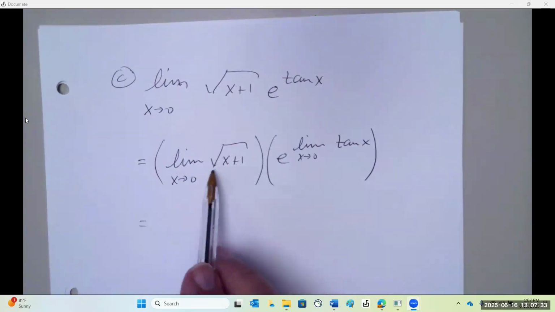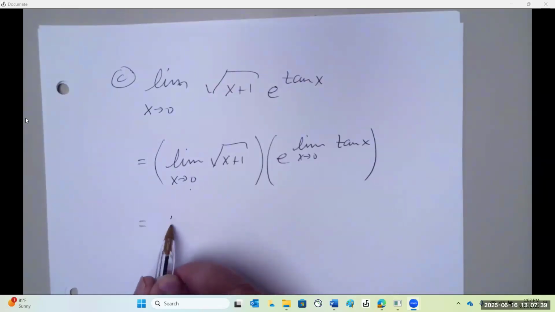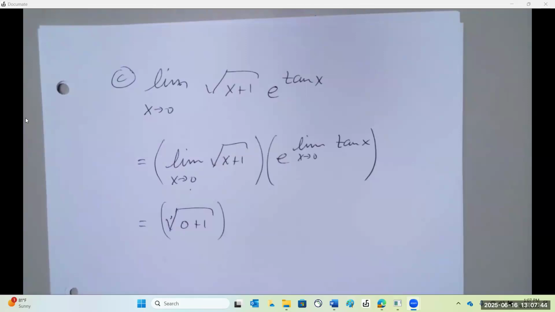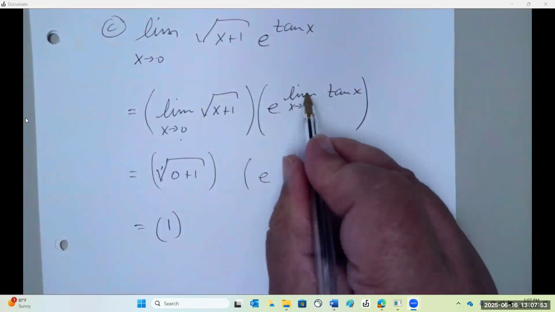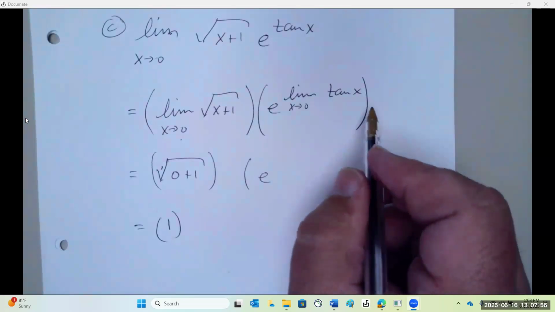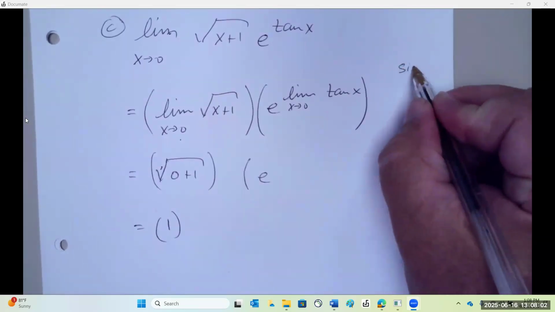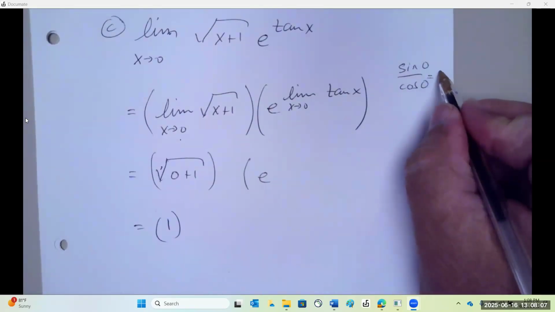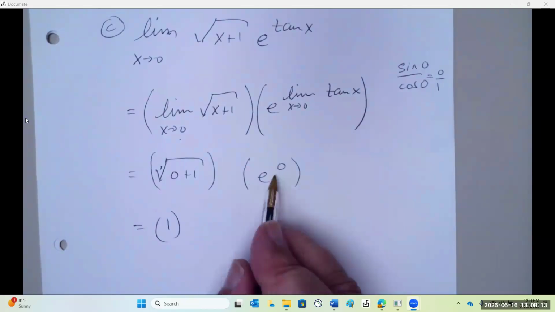So what's the first one? Limit of the square root of x plus 1 as x goes to 0. So that becomes 0 plus 1. It becomes 1. And this one, what is the limit when x goes to 0? What's tangent of 0? Remember, it's sine 0 over cosine 0. What is sine of 0? Cosine of 0? So that's 0. E to the 0 is?